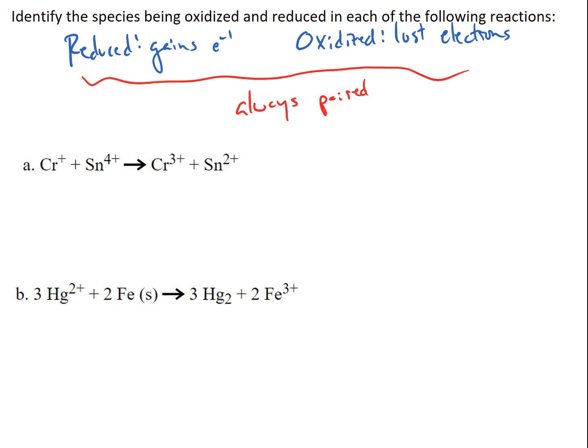In the first reaction, I see chromium ions reacting with tin ions to form different chromium ions and different tin ions. If we look at just one piece, just the chromium, it's going from chromium plus 1 to chromium plus 3. In order for that to happen, chromium must have lost electrons, or gotten oxidized. Looking at the tin piece, tin goes from tin plus 4 to tin plus 2. In order for that to happen, it must have gained electrons. It must be getting reduced.